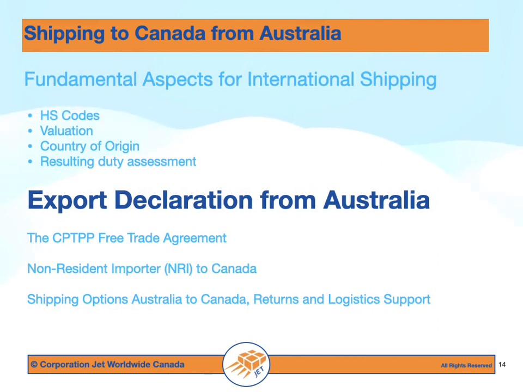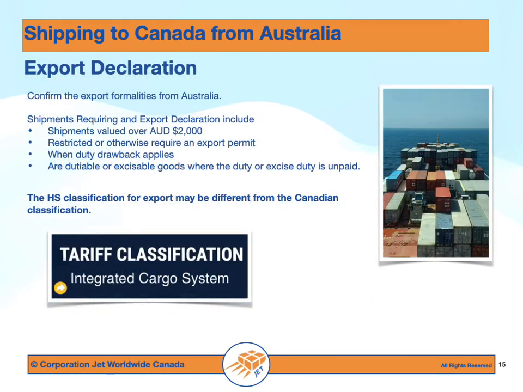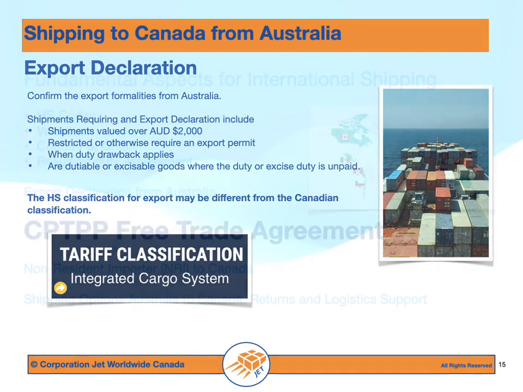Export declaration from Australia. Exporting consignments with a value over 2,000 Australian dollars require reporting to the Australian Border Force, ABF. Goods with restrictions require reporting regardless of value. Keep in mind that the HS code used for export may differ from the Canadian HS code.